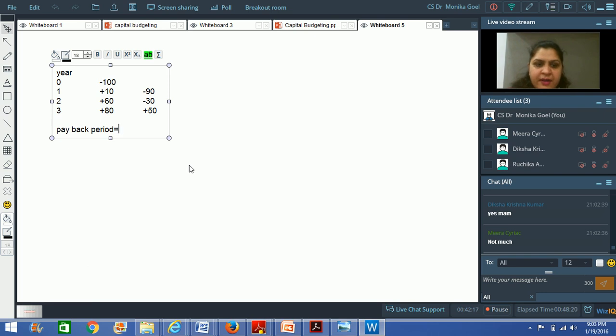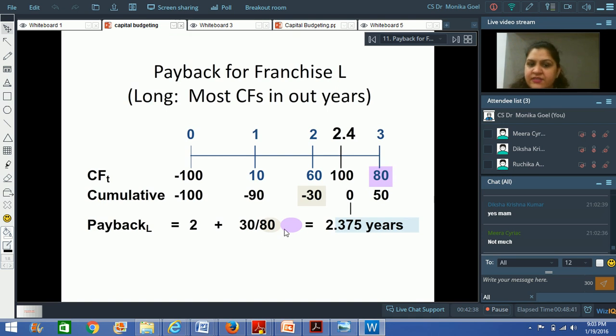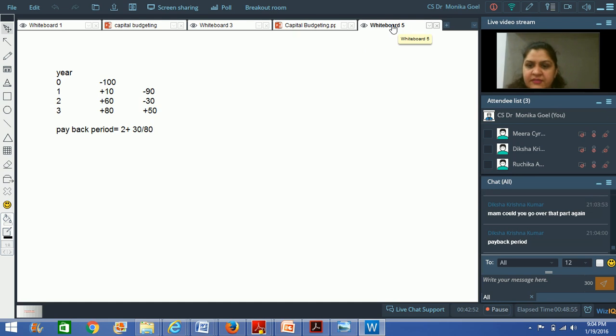So you say that by the end of the second year, you are left with only 30 rupees of investment. So the payback period would be more than 2 years but less than 3 years. So it would be 2 years plus, how much do you want? You want just 30, and how much are you getting? Divided by 80. So 2 years plus 30 divided by 80. That would be your payback period in this kind of project. So 2 years plus 30 divided by 80 is equal to 2.375 years. Right? So this is my payback period.